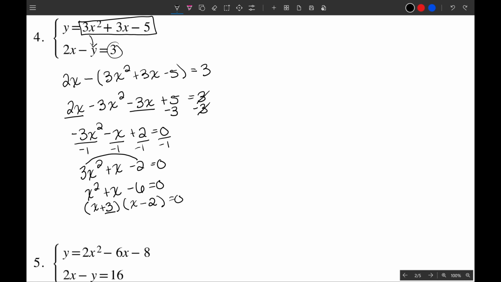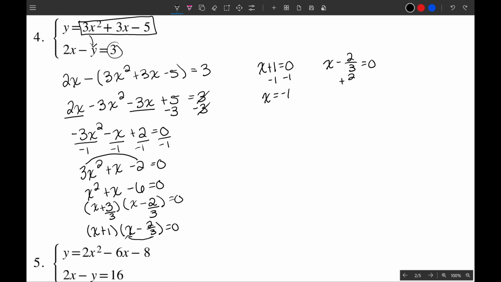Then I have to undo the illegal move. So that gives me x plus 1 and x minus 2/3. Now if I was just factoring, I would pull that 3 that's on the bottom there to the front. But since I'm solving, I really don't need to. So now I'm going to take both of those and set them equal to 0 and solve. So I have x equals negative 1 and x equals 2/3.